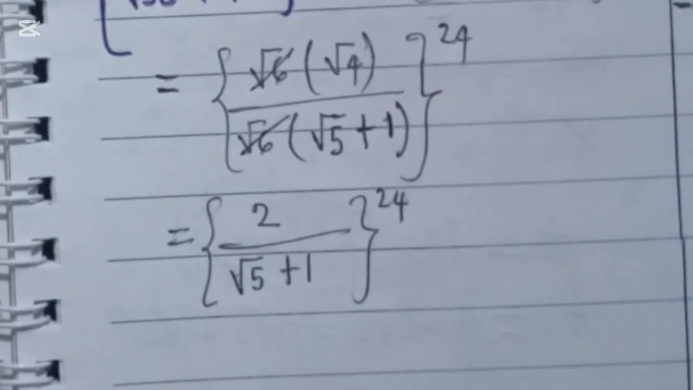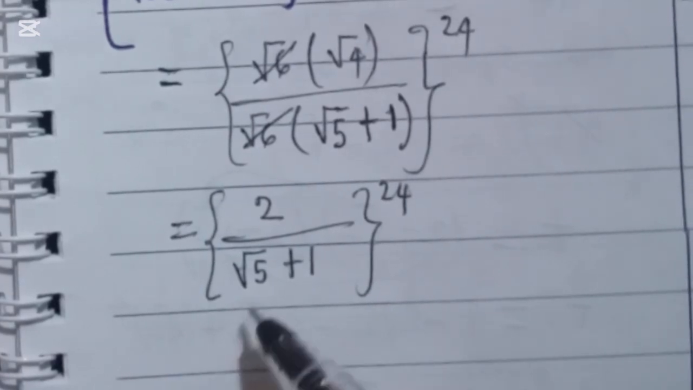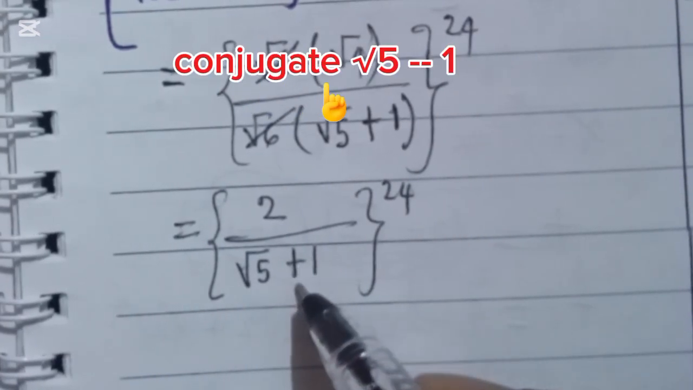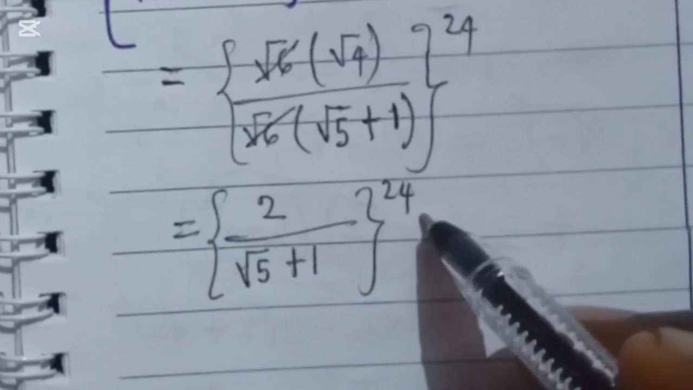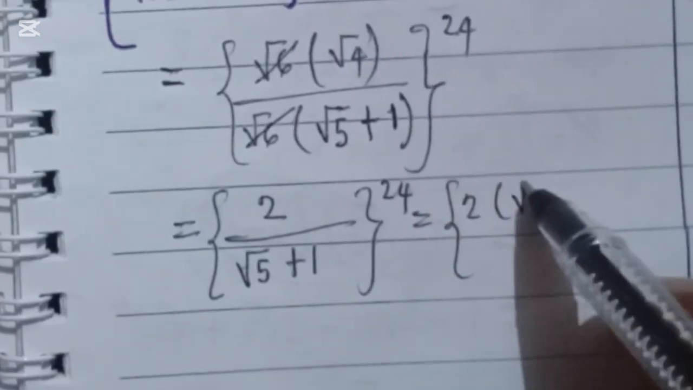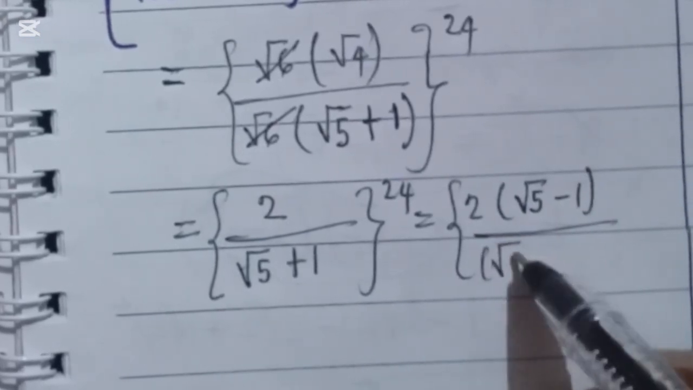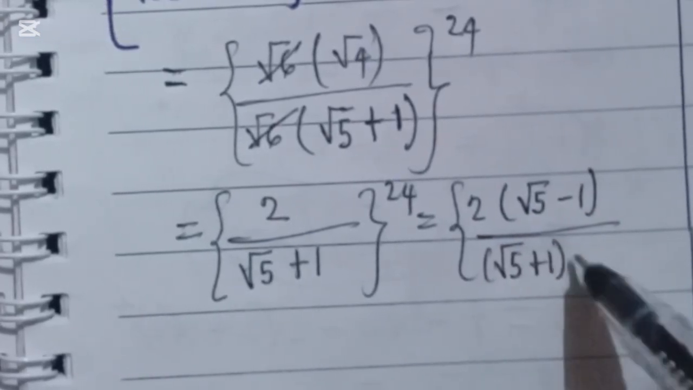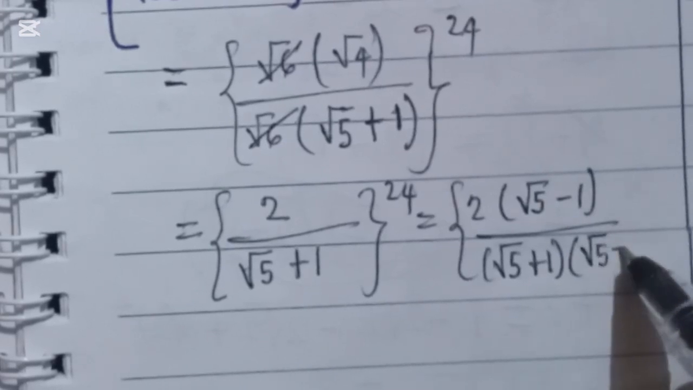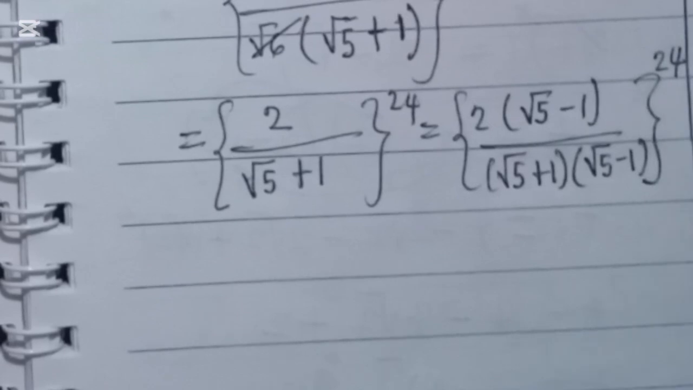Now to break this down even further, let us multiply by the conjugate. Since we have the square root of 5 plus 1 at the bottom, let's multiply inside the bracket by the conjugate. So we multiply by the square root of 5 minus 1 over the square root of 5 minus 1. This is how you simplify this kind of expression.